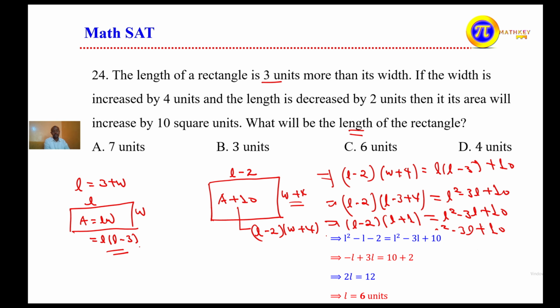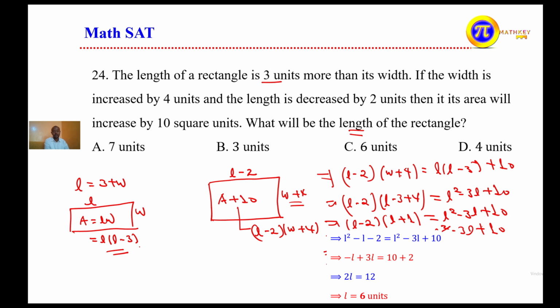Now we cancel this L square by L square. What remains? Negative L plus 3L is equal to what? Let's take this negative 2 to the right side. It becomes 10 plus 2. Negative L plus 3L is 2L. 2L is equal to 10 plus 2, that is 12. What is the value of L? Divide both sides by 2. L is equal to 6 units.